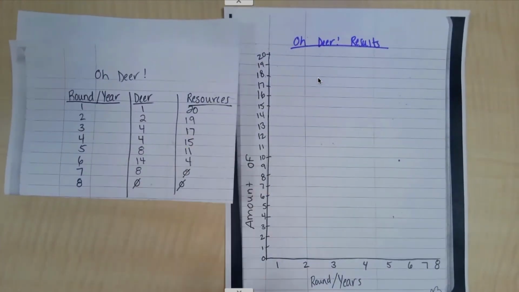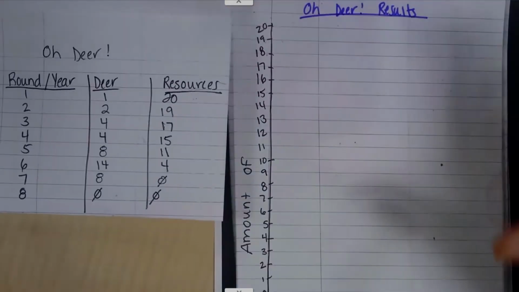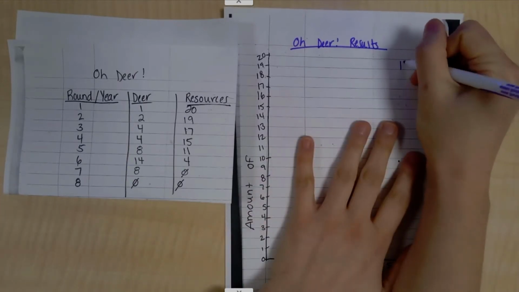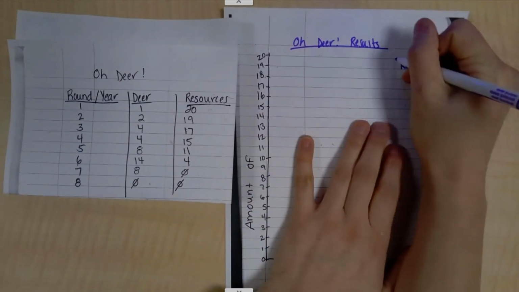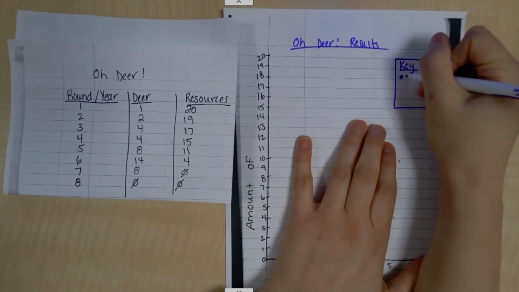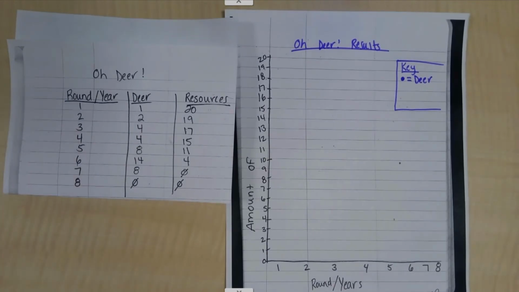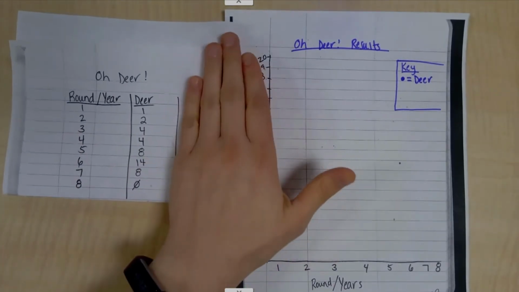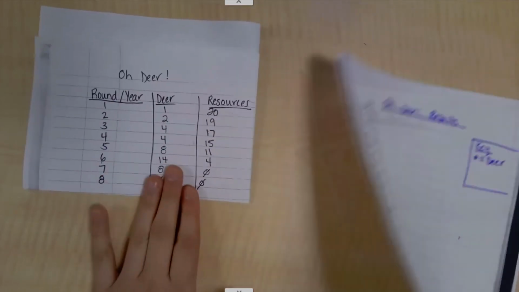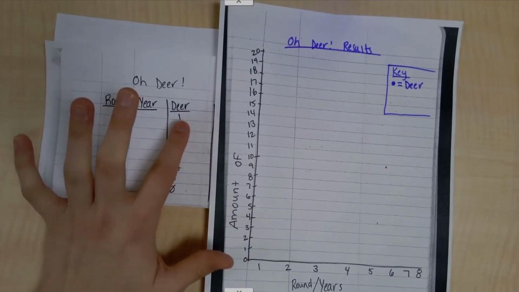And we're going to have to create some sort of key because we need to have each part be represented. So I'm going to write key, and for me, I'm going to have dots equal deer, and your data might be a little different depending on what hour you were in. So I'm only going to graph, and for you, if it's easier to cover up the resources, we're only going to be graphing the round and deer right now.